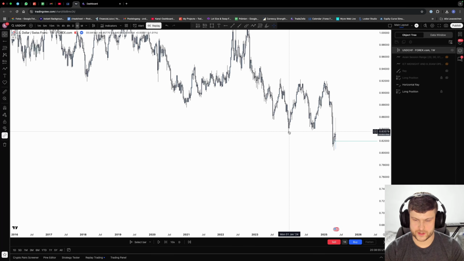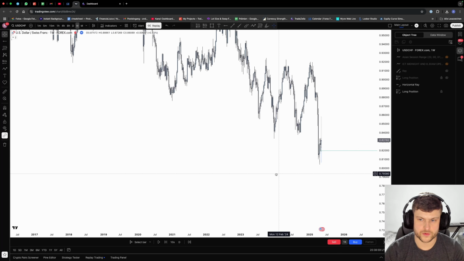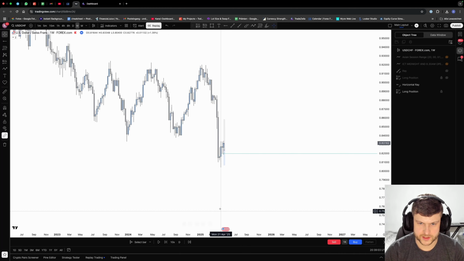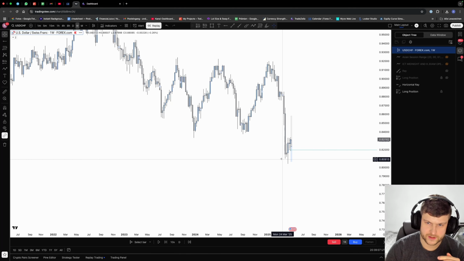So 2023 low we swept, 2024 low we swept, so 2 yearly lows, and we reswept this initial low on the weekly chart here. So that is great to see. 2 yearly sweeps and the previous low reswept.